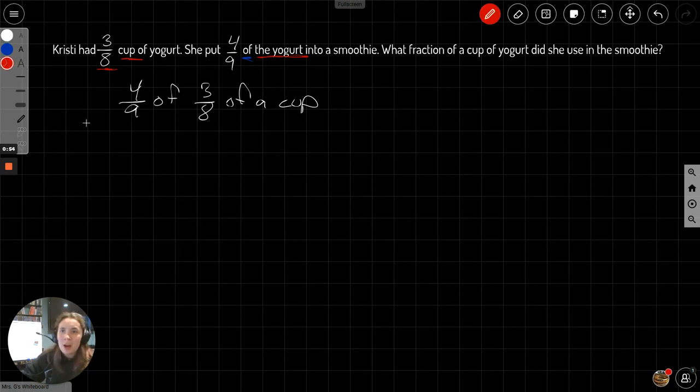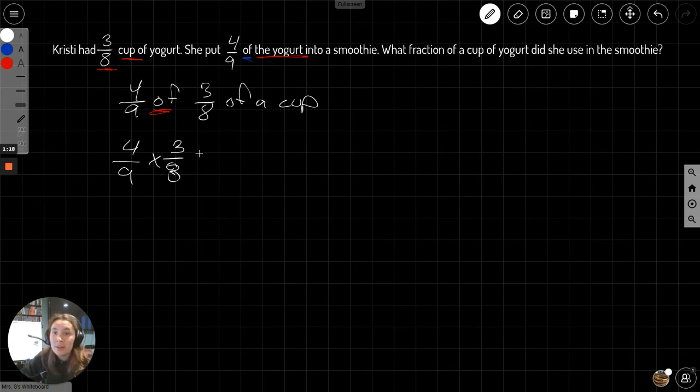So, again, when I see "of" used like this, it means to multiply, which means that we are going to be solving 4/9 times 3/8. There we go. 4/9 times 3/8. Now there are a couple of ways that we can do this. We'll do both of them.